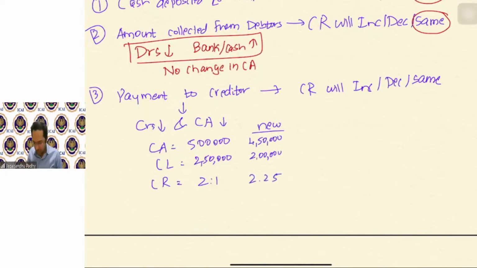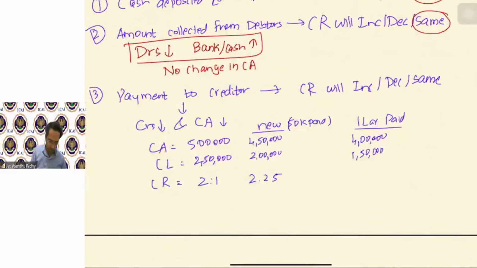If you consider any amount, let's say 50,000 paid, or if you take, let's say, 1 lakh is paid, then this becomes 4 lakh and this becomes 1 lakh 50,000. Now the ratio is 4 lakh divided by 1 lakh 50,000, which is 2.666. So the greater the amount of payment, the current ratio is in an improving situation. Okay.